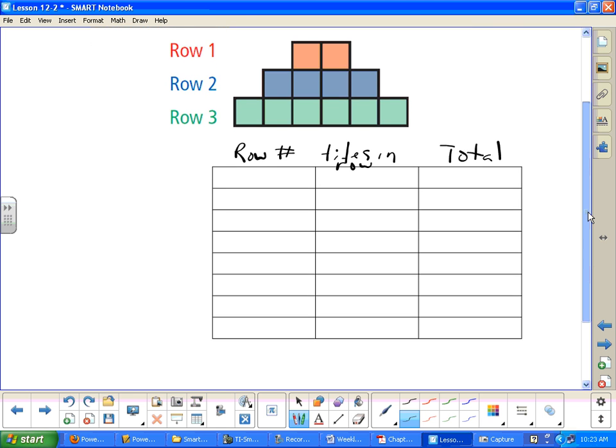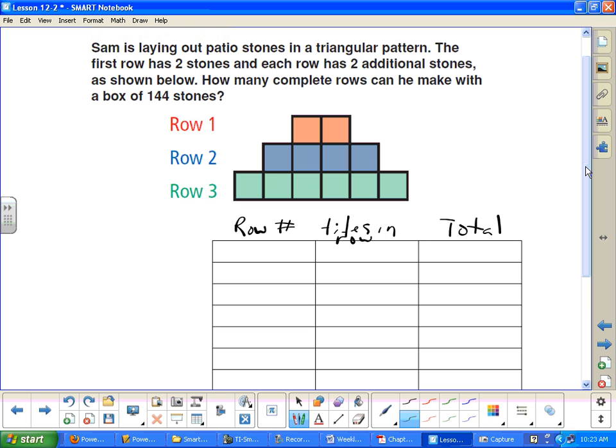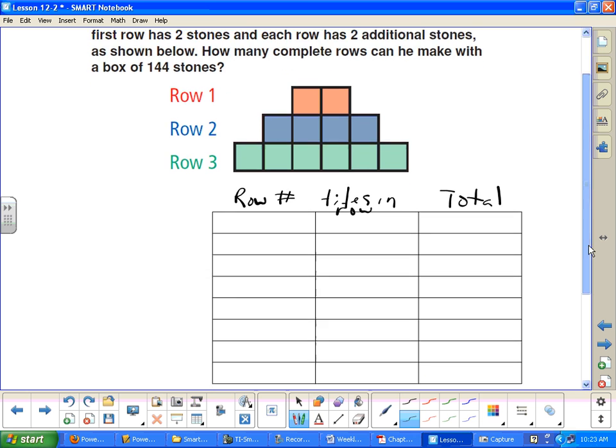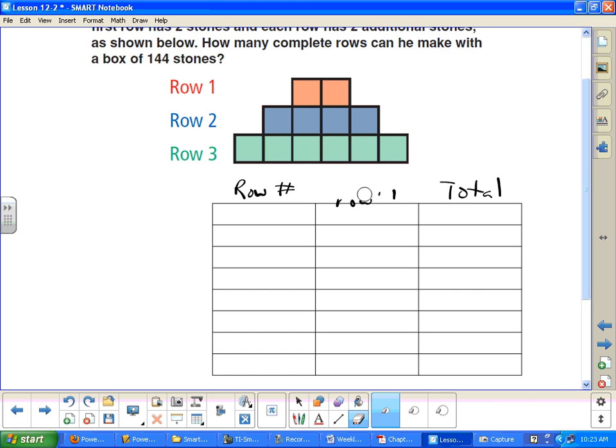Okay. So I'm going to be adding. So Sam's doing this. Well, we got stones instead of tiles, but it's all right. It says, how many complete rows can he make with a box of 144 stones? So let me rewrite this as stones here. All right. So in row 1, he has 2 stones, so my total is 2. In row 2, he has 4, so my total is 6.